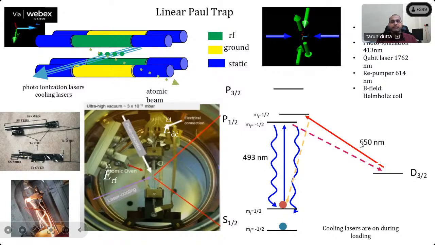So that is why you need another laser continuously so that it can pump the ion out from this D state to the P state. Then it will spontaneously emit to the S state, and that is how you keep the ion in this cycle. This 650 nanometer laser, we usually call a repumper laser. It is repumping the population from the D state to the P state. So for laser cooling, basically the S, P, and D states are involved, and the 493 and 650 nanometer lasers are involved.